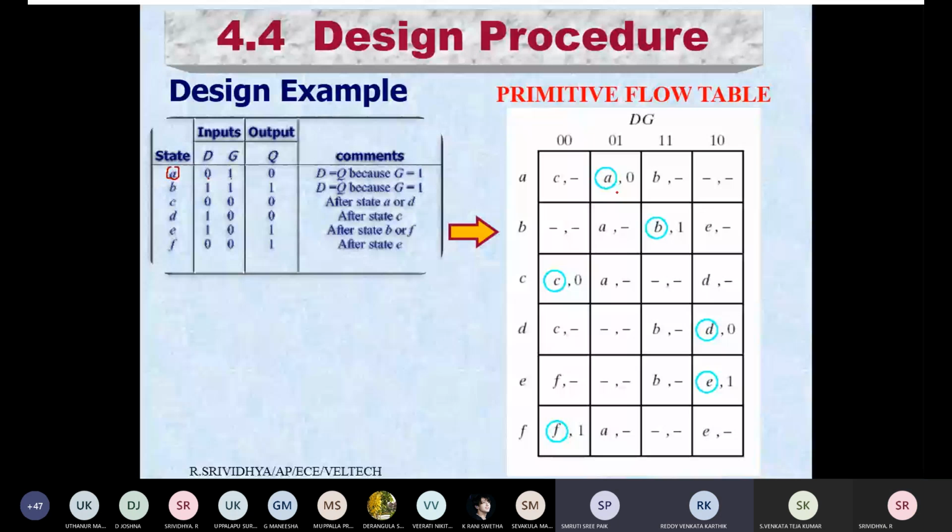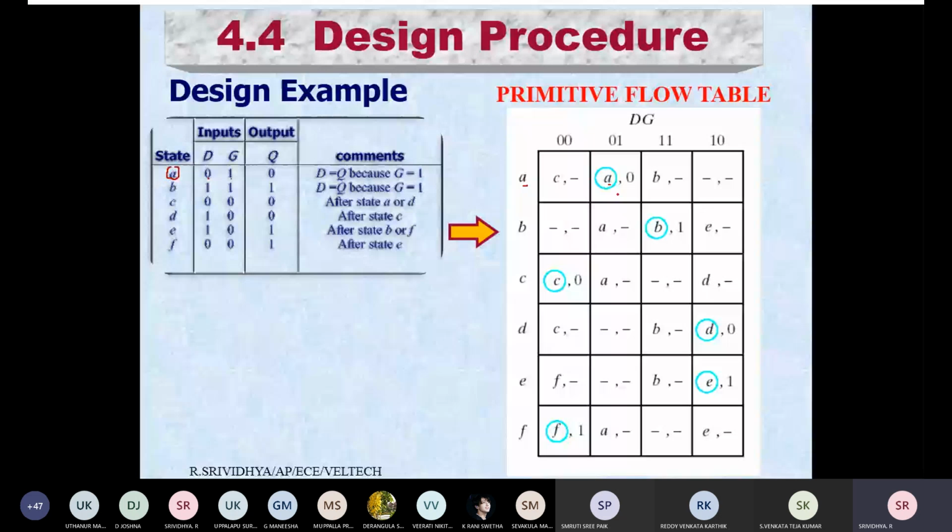It matches with the stable state, ma'am. Stable state. Excellent. So A is matching with this one, and this is going to represent my stable state. Now the necessity of the primitive flow table is that the adjacent values should be found. This particular box is your stable state, right? So the adjacent positions of that stable state should be found. For this, the adjacent boxes are 0, 0 and 1, 1.